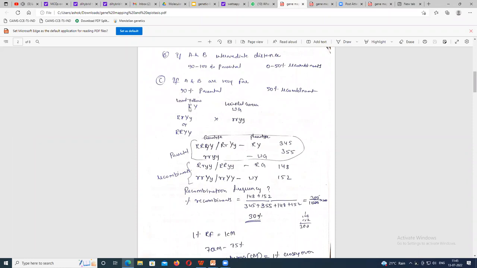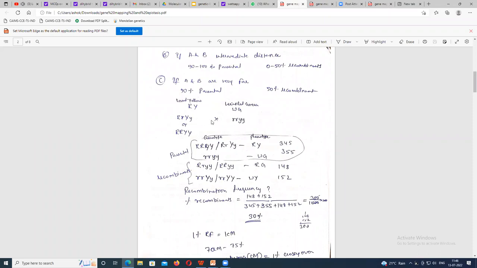This is a cross between two genes, round yellow and wrinkled green. These are the two characters. This is the genotype. We are talking about a dihybrid test cross. You leave this, you don't consider this. You consider only capital R, small r, capital Y, small y. This is the hybrid, or progeny of the cross between two parents. Capital R, small r, capital Y, small y, is crossed with the recessive parent.